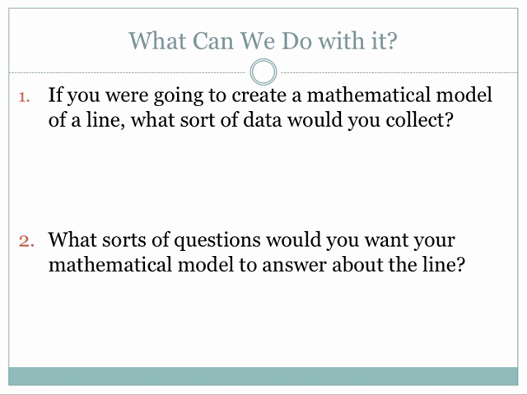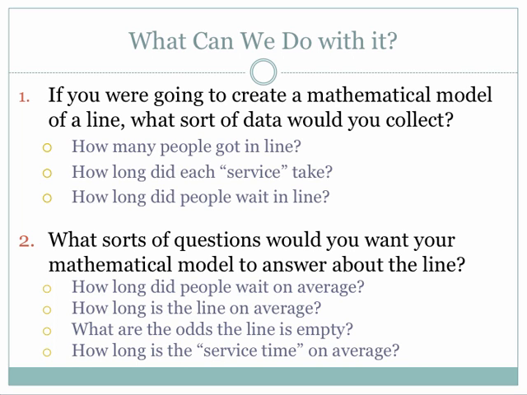So essentially, what can we do with it? If we're going to create a mathematical model of a line, what sort of data would you collect? And what sort of questions would you want your mathematical model to answer about that line? When you think about that, that's the stuff that I've mentioned already. It's just the basic things. So here's pretty much what we look for. What do we want to collect? How many people got in line? How long did each actual service take? Service is different from wait time, and that's the third thing: how long did people wait in line? Service time is actually in the service, so getting your food, checking out, stuff like that.